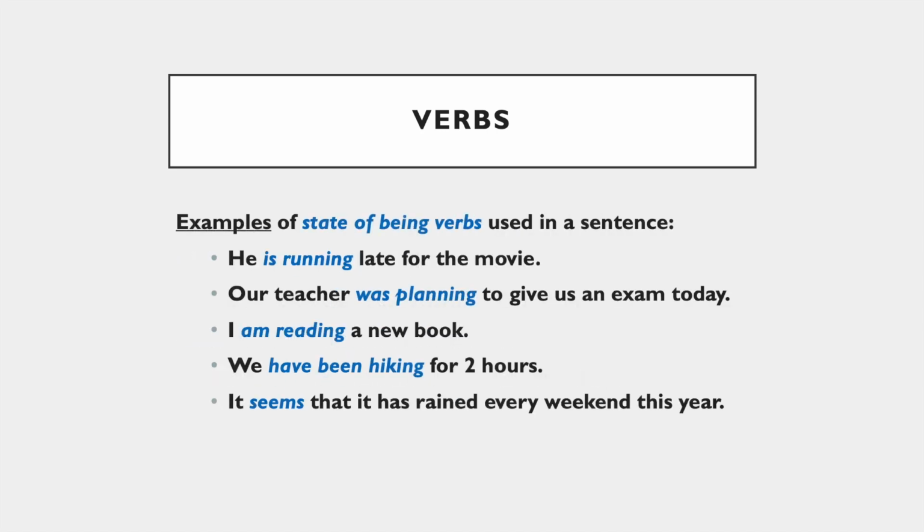Now let's look at examples of the state of being verbs. He is running late for the movie. Our teacher was planning to give us an exam today. I am reading a new book. We have been hiking for 2 hours. It seems that it has rained every weekend this year. Okay?